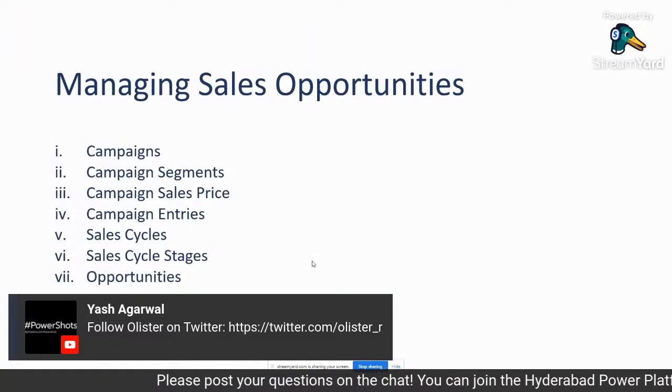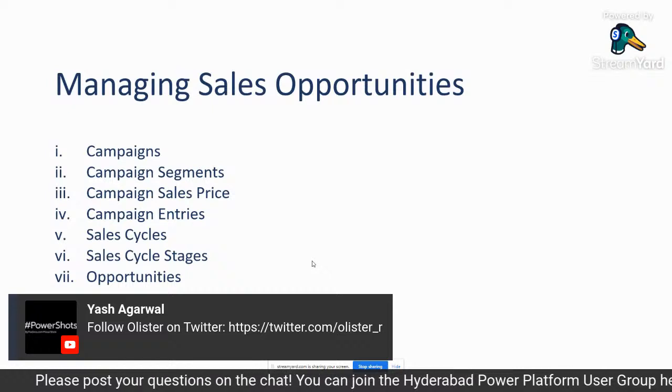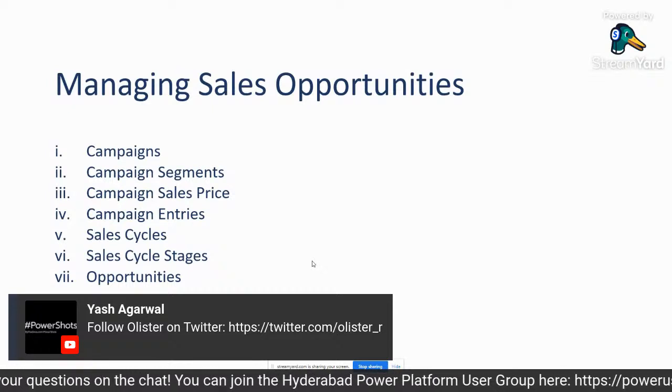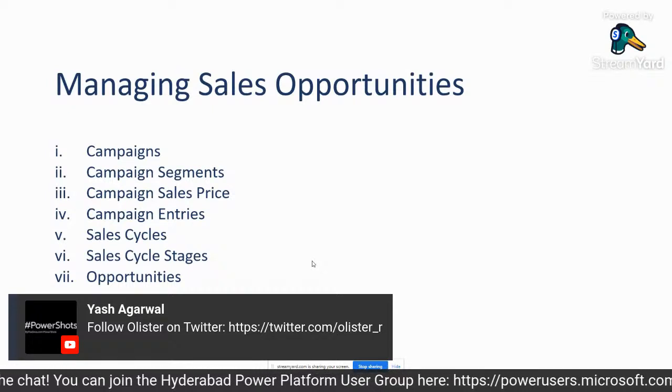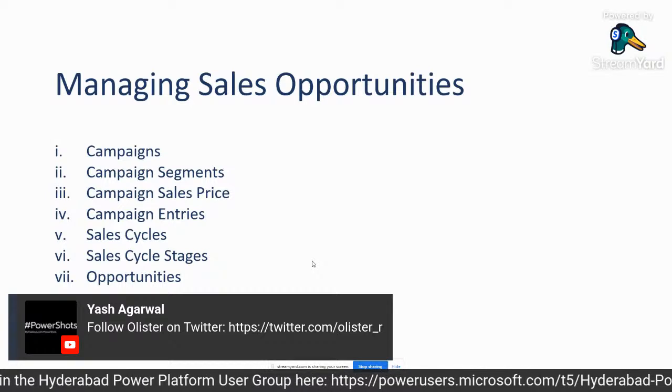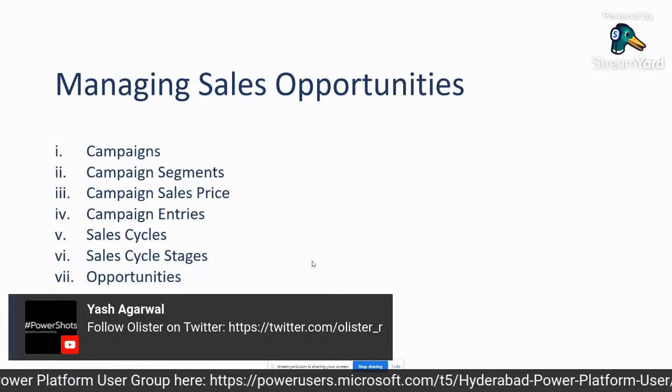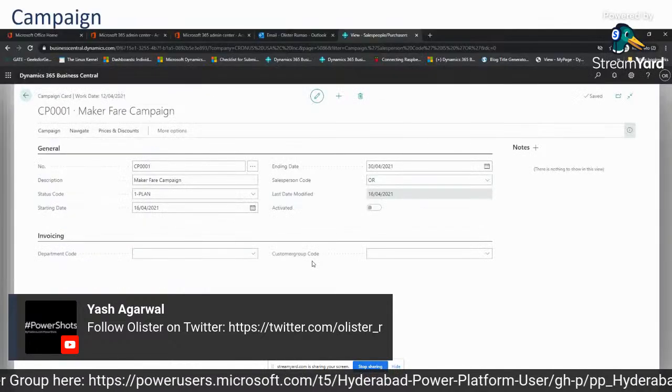Okay, so now let's see how we can manage opportunities. What we are going to cover is the campaigns, the segments, the sales price, the sales cycle, and how the whole opportunity progresses in Business Central.